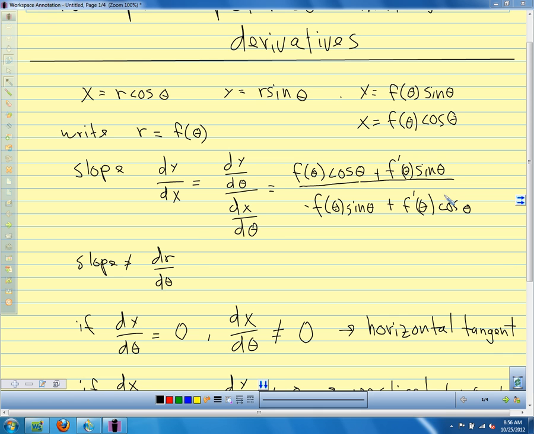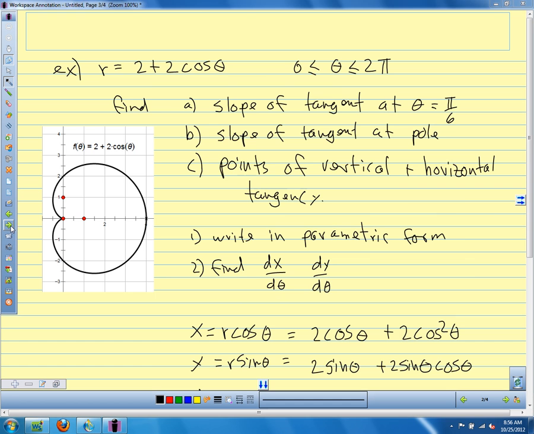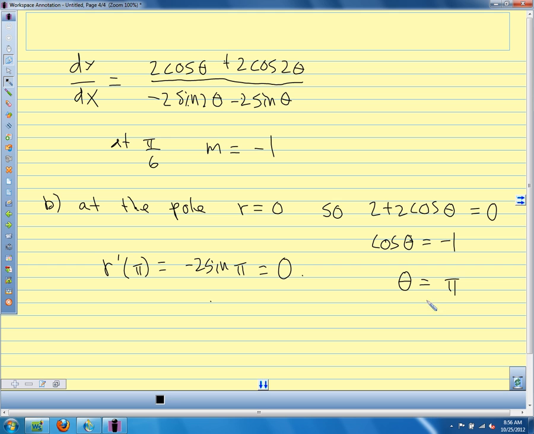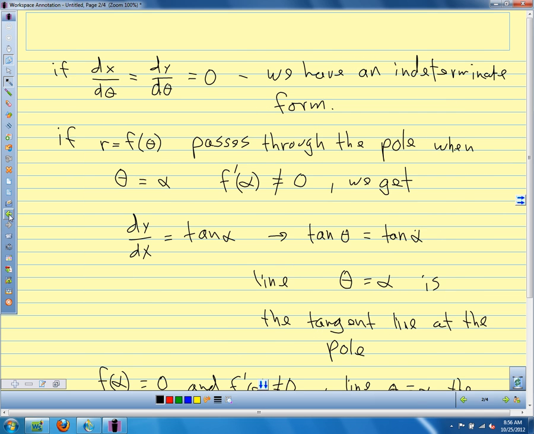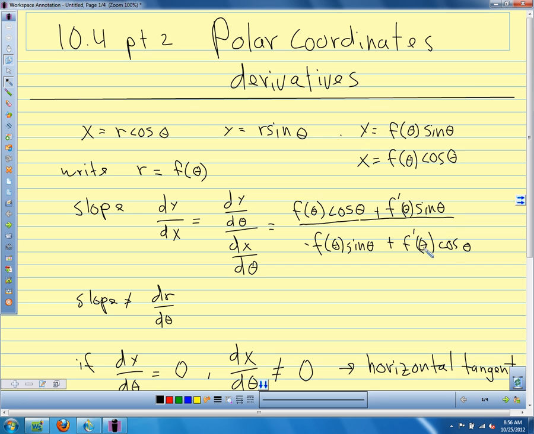Yes? If it didn't equal 0, then we would say that theta equals pi is a tangent at the pole, and the slope of the tangent would be just tangent of pi. You wouldn't plug pi back into dy dx. So if you find the slope of the tangent at the pole, then you plug pi back into dy dx? Yes. So if I go back, dy dx is f prime sine theta over f prime cosine theta, which is just tangent theta. So the tangent of that angle would be the slope at the pole. Yeah, because this is my expression for dy dx when r equals 0 and f prime is not equal to 0. Okay. All right.